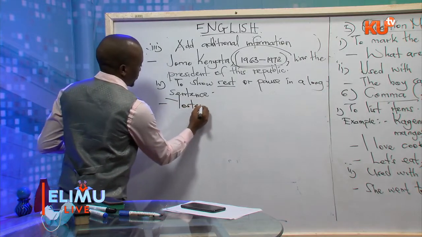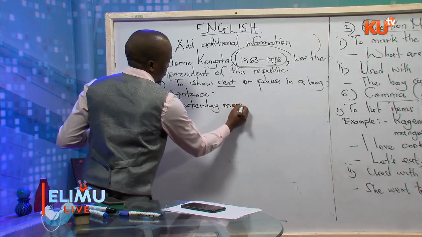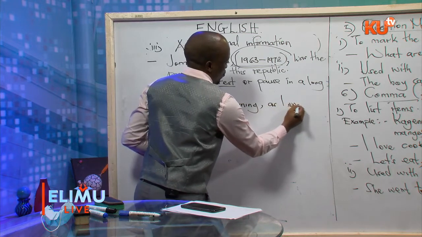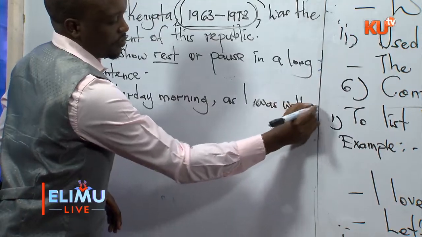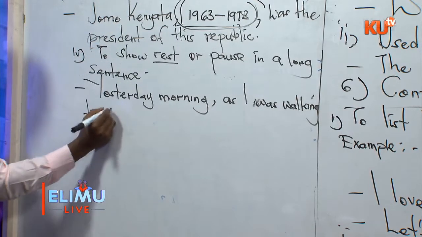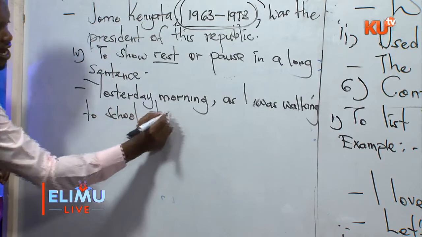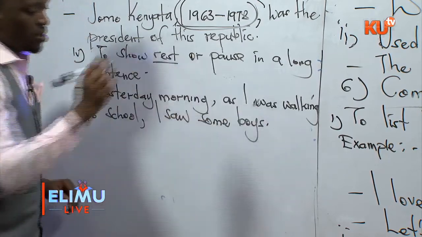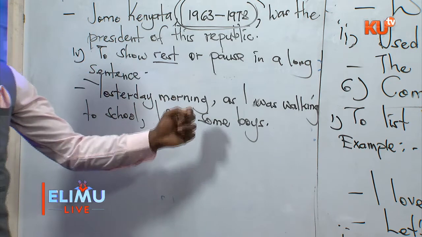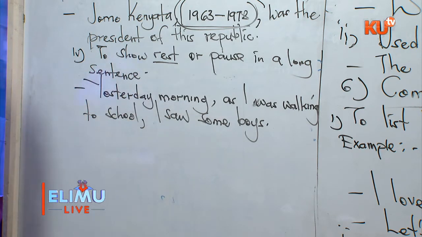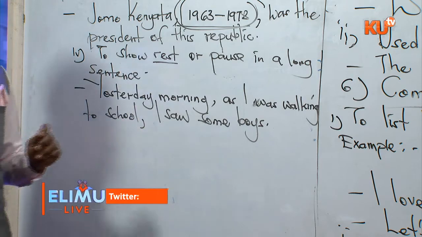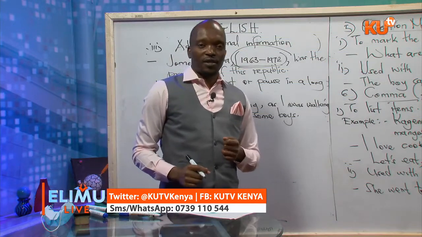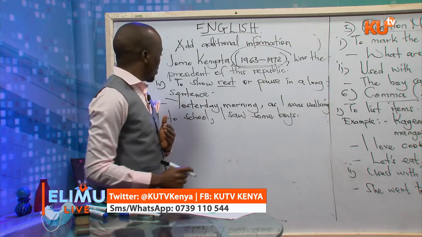Yesterday morning, as I was walking to school, I saw some boys. Yesterday morning, pause, as I was walking to school, pause, I saw some boys. This sentence is quite long to be read without some commas in it. It would sound like you are singing. Yesterday morning, as I was walking to school, I saw some boys.